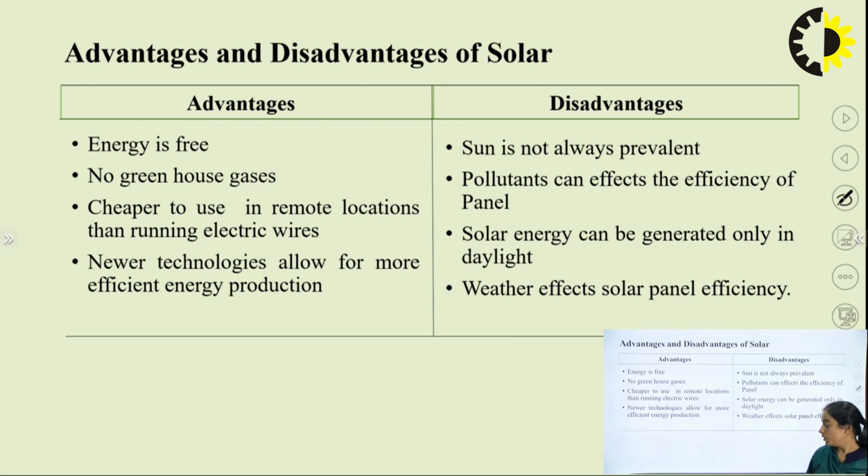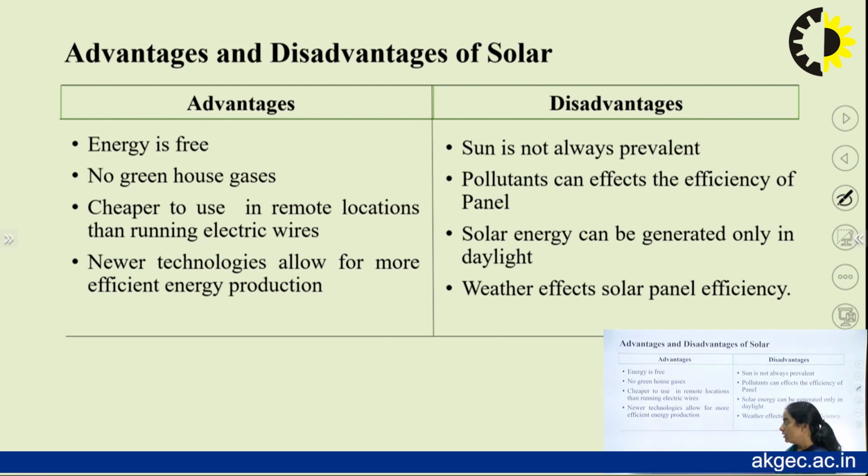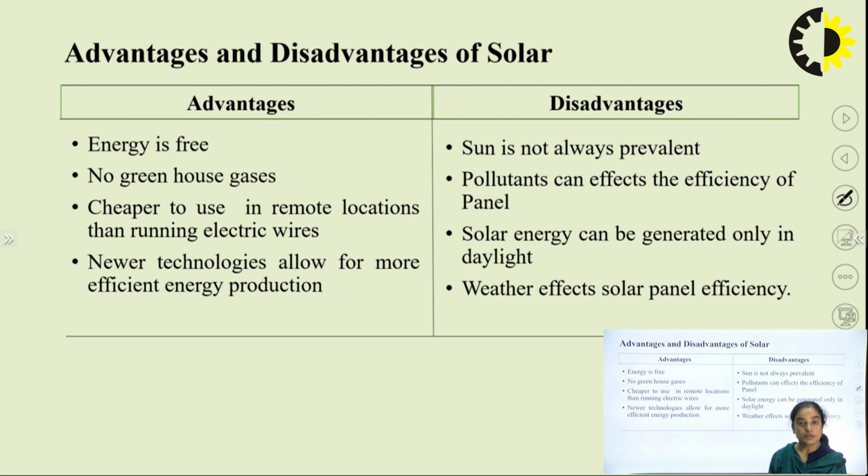Now, what are the advantages and disadvantages of solar energy? First and most important thing is that if we harness electrical energy with the help of solar energy, the source is free. Second one is that there are no greenhouse gases, so there is no harm to the environment.